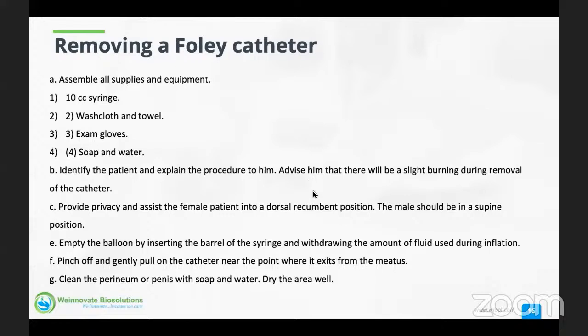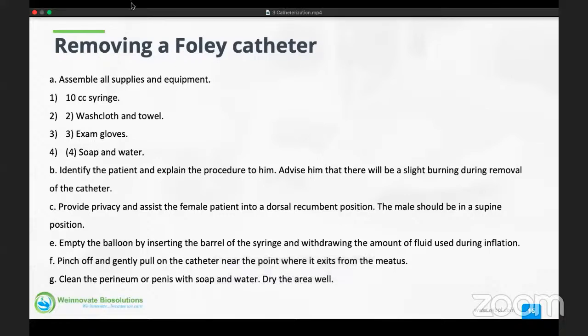Identify the patient and explain the procedure to him. Explaining the procedure will help you in easily removing the catheter. You have to tell them that there is going to be a slight burning sensation while removing the catheter, which is obvious because the catheter has been there for a longer period of time.